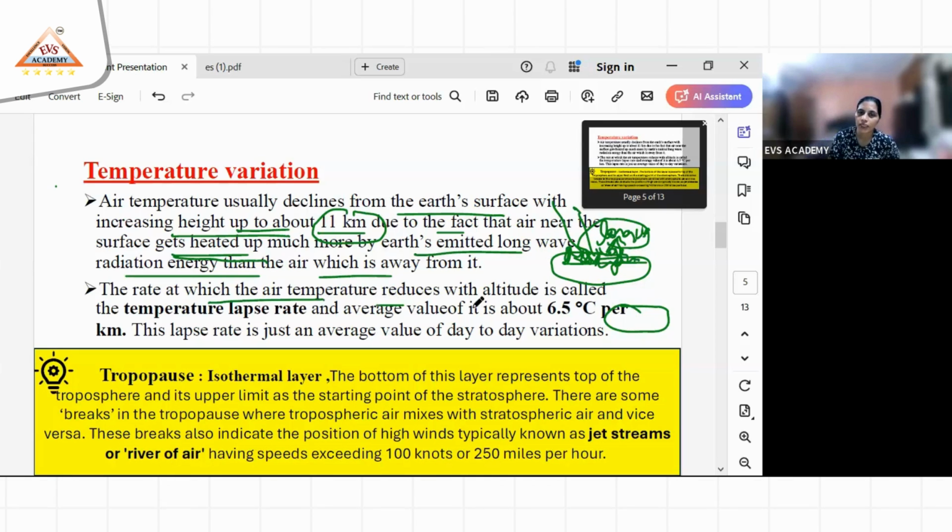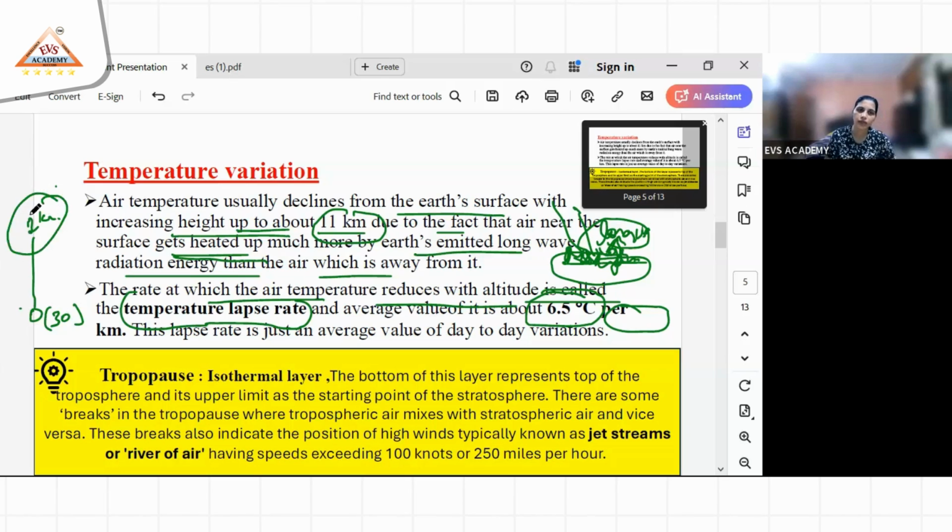Now the rate at which the air temperature reduces with altitude is called the temperature lapse rate. Whenever there is a change in temperature with height, it is called the temperature lapse rate, and the value of it is 6.5 degrees Celsius per kilometer. For example, this is 0 kilometer and here is 1 kilometer, and the temperature at 0 is 30 degrees Celsius. So when I am at this 1 kilometer height, the temperature will be 30 minus 6.5 degrees Celsius. Means at each kilometer there is a reduction of temperature by 6.5 degrees Celsius. So this lapse rate is just an average value of day-to-day variation.